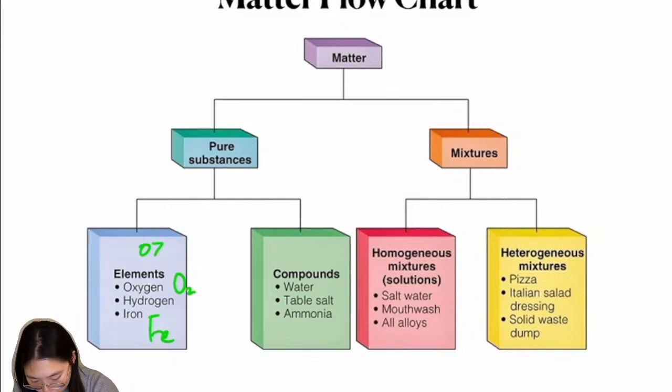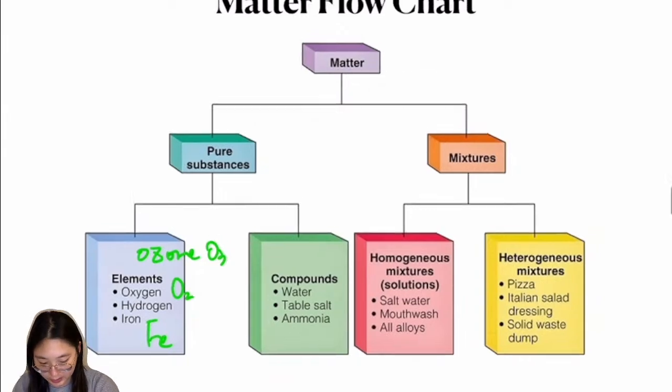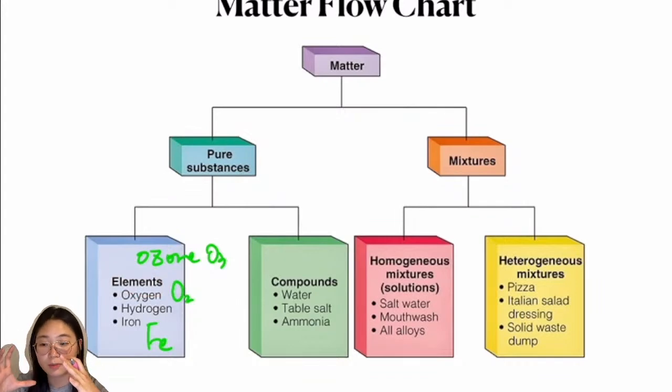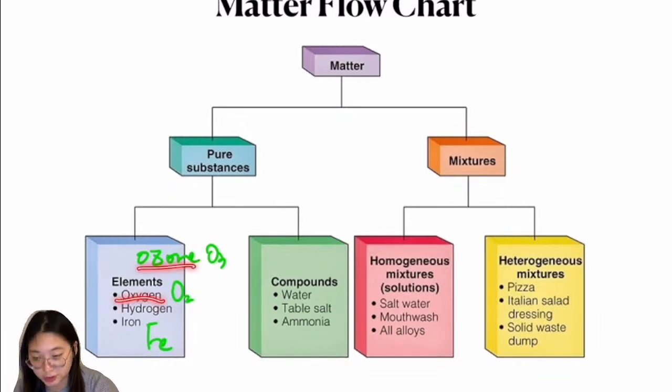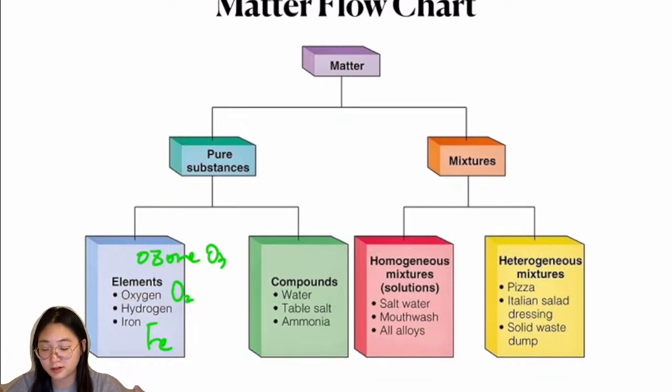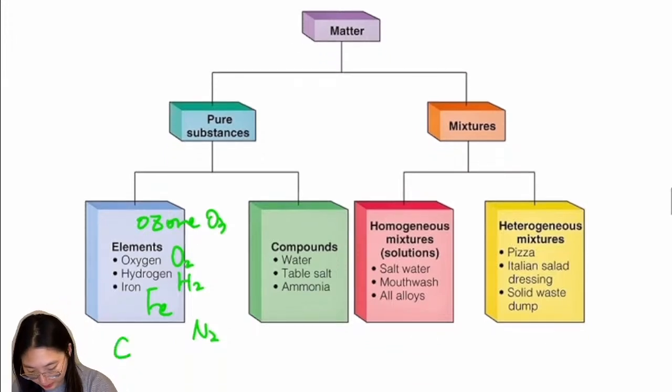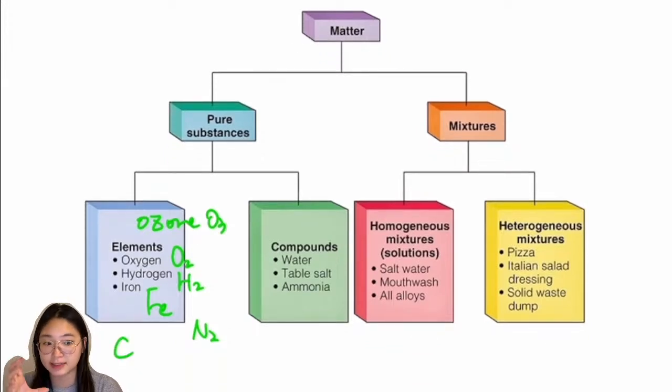What about ozone? Ozone is O3. Ozone is also a pure substance and an element, because each ozone molecule consists of one type of atom only, which is oxygen. So even though ozone and oxygen gas are two different matter, both of them are considered elements. What about hydrogen gas? Hydrogen gas is H2, and nitrogen gas is N2. All of these are considered elements. Other examples include diamond, which consists of pure carbon. It can be written simply as carbon, C. These are considered elements.